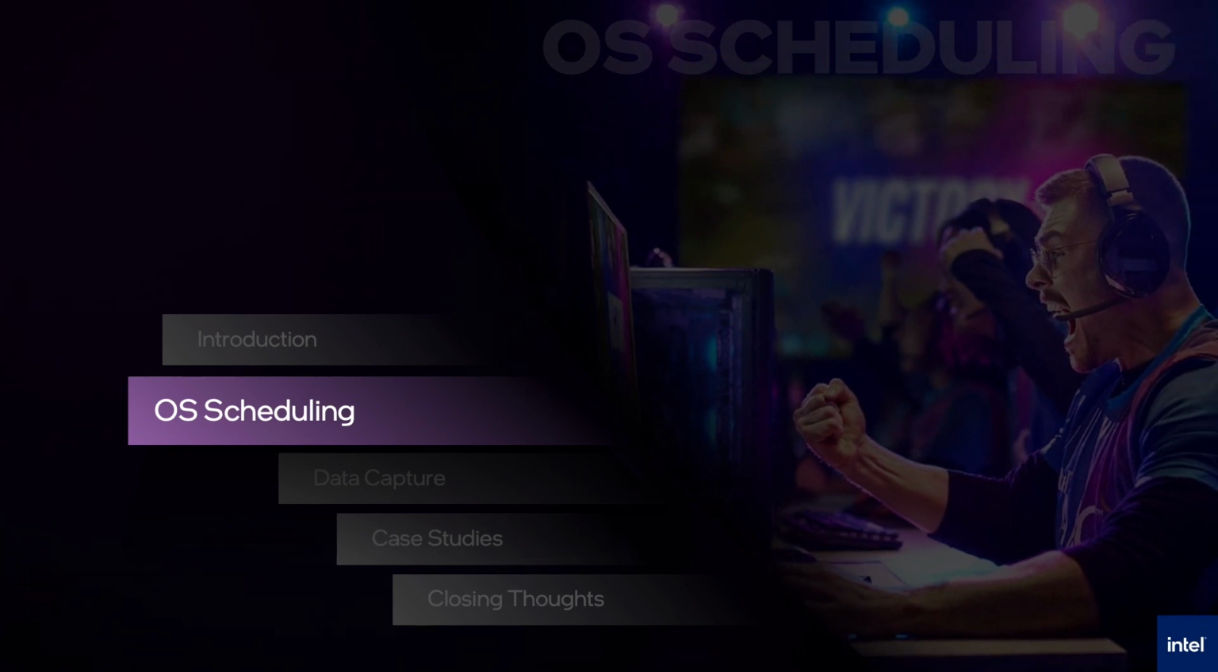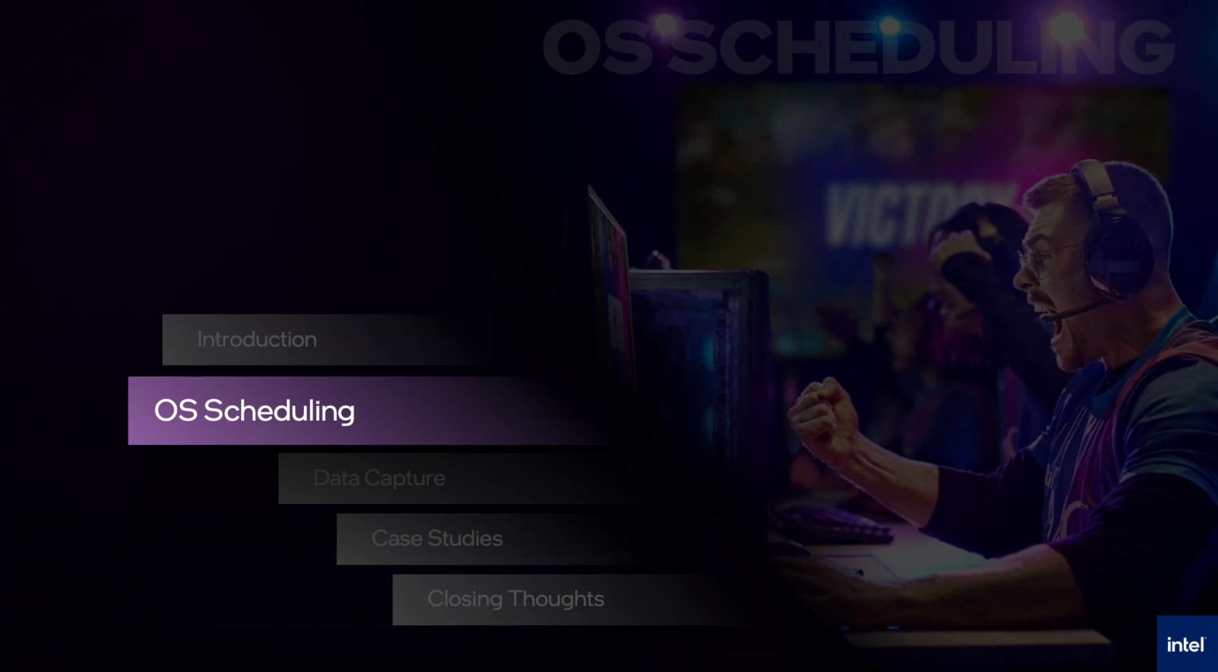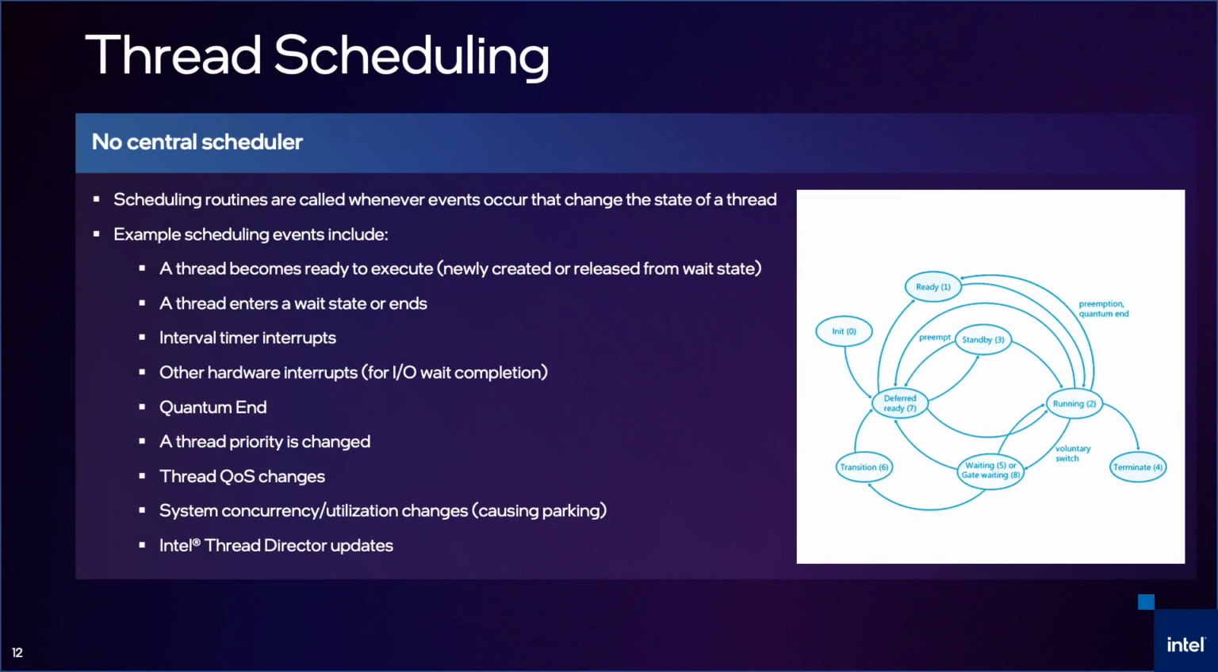Okay, let's move on to OS scheduling. Now, the first important thing to say for OS scheduling is on Windows, there is no central scheduler. Scheduling routines are called whenever an event happens that potentially changes the state of the thread.